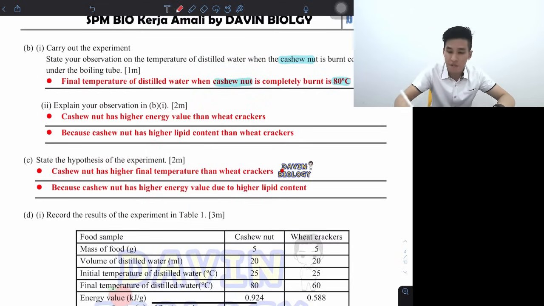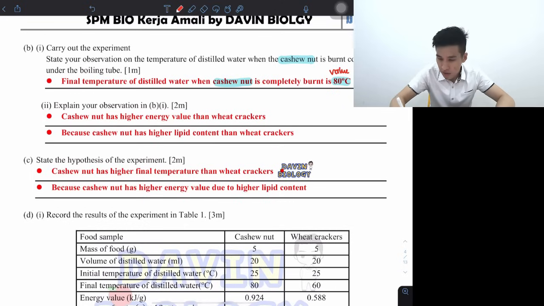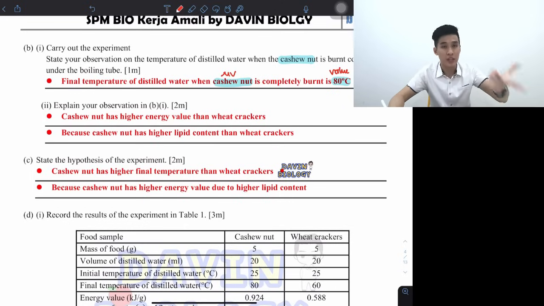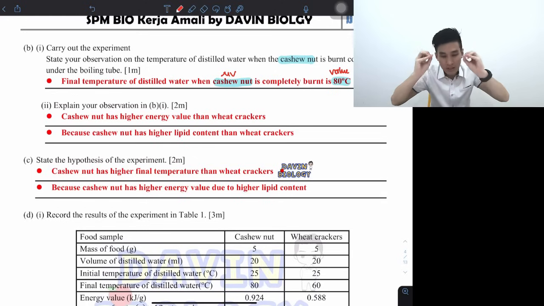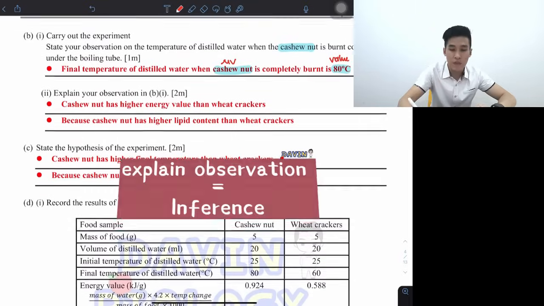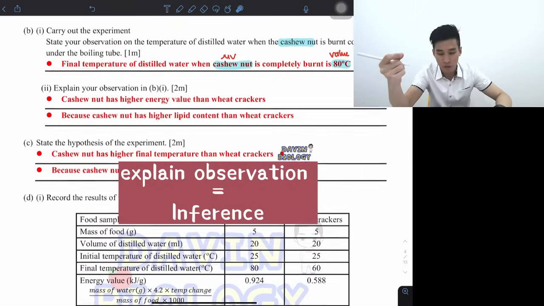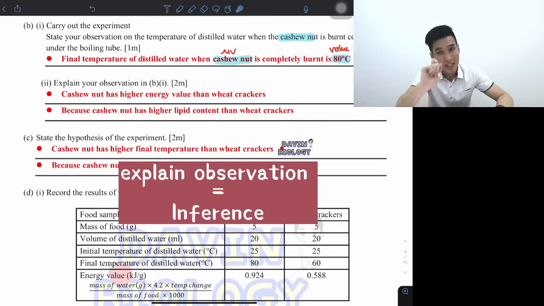So you must write the value of your RV. It must always be there. And if possible, you must also include your MV there. So the MV is how much? The cashew nut final temperature is 80 degrees. Okay, then explain your observation, then only we explain.